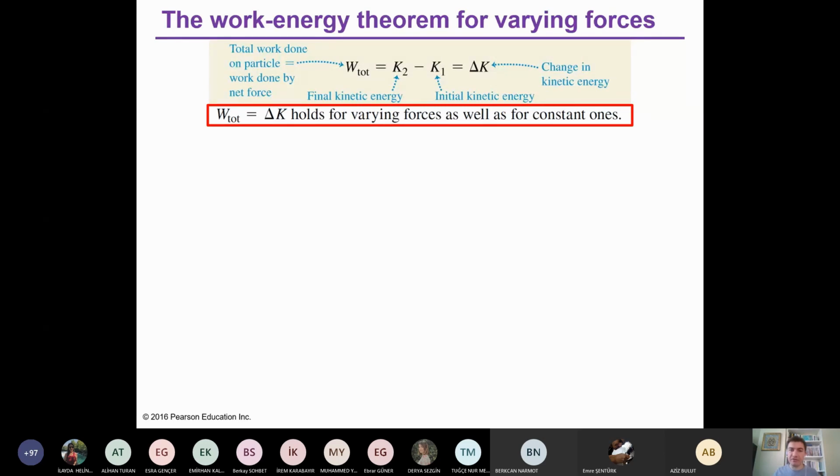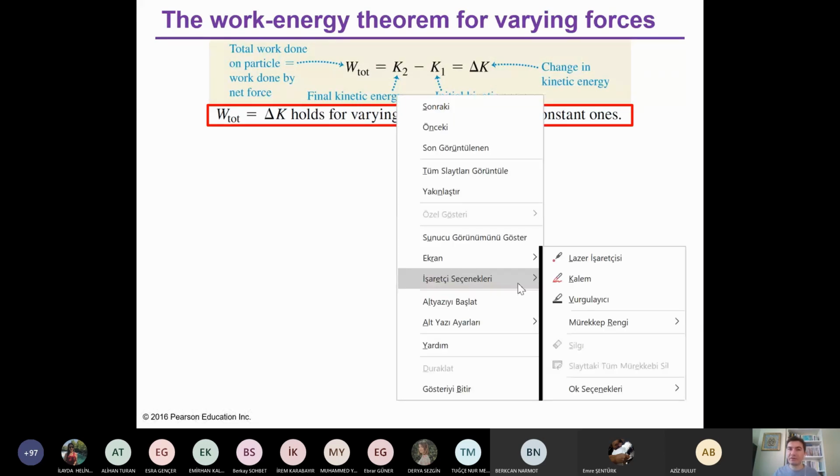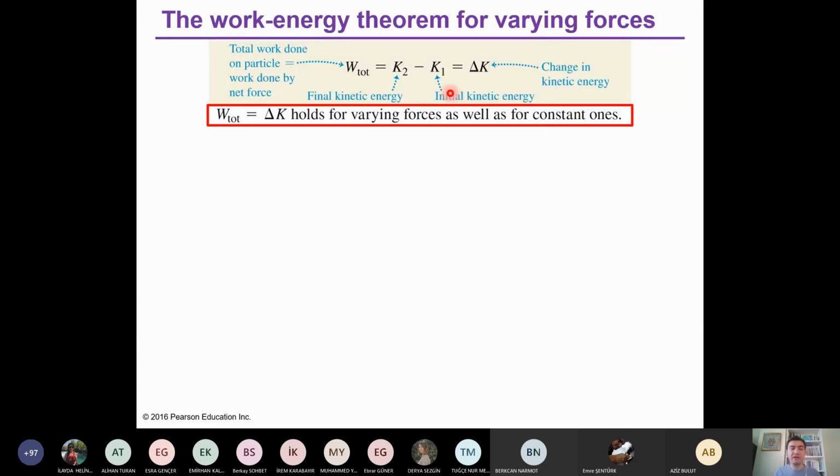During the last lecture, we saw the work energy theorem for constant forces, and we got this relation. This was the total work done on a particle by the net force, which was equal to the final kinetic energy of the particle minus the initial kinetic energy of the particle, and it is equal to the change in the kinetic energy, delta K. So we have written this equation for constant forces. So what about varying forces? Is this equation still valid or not?